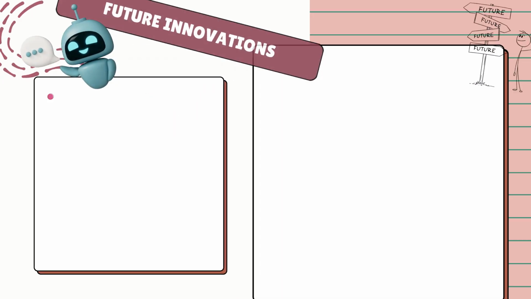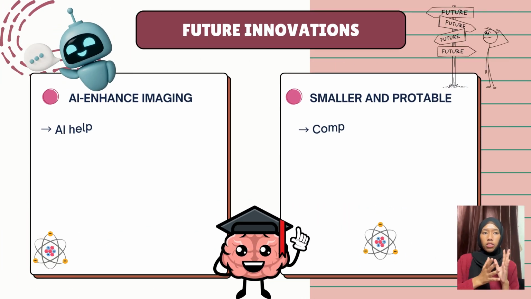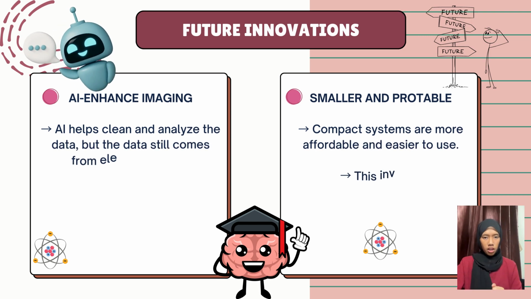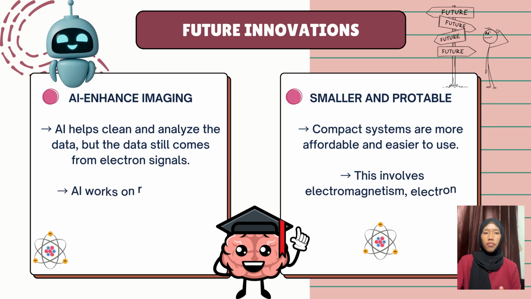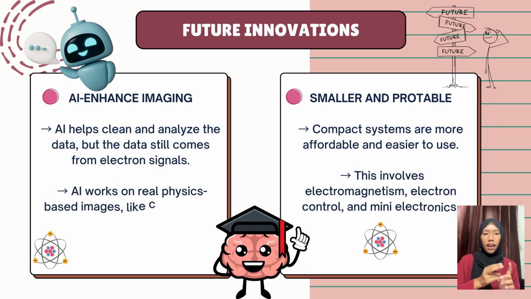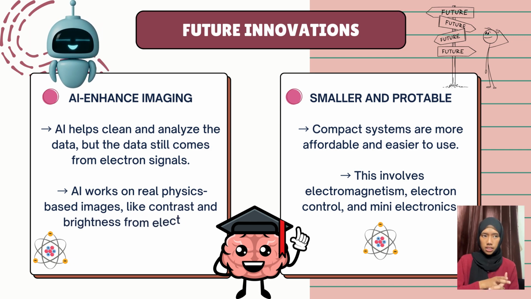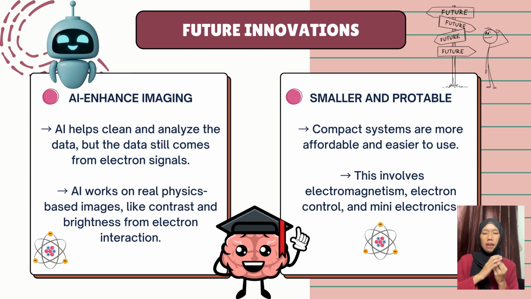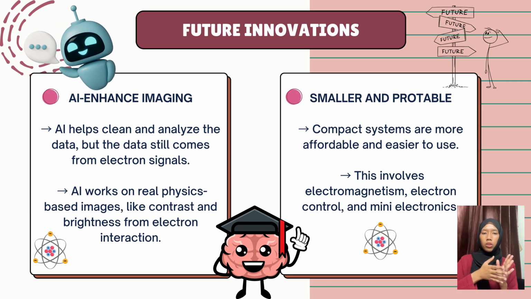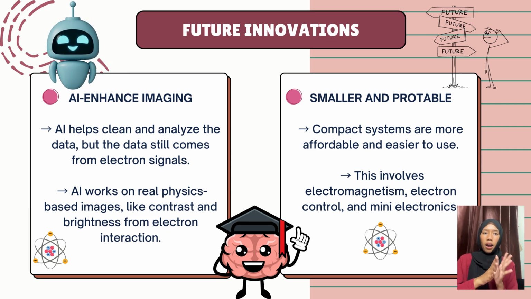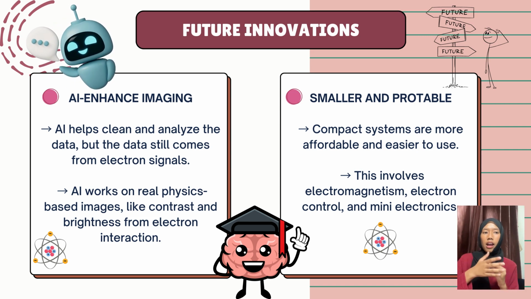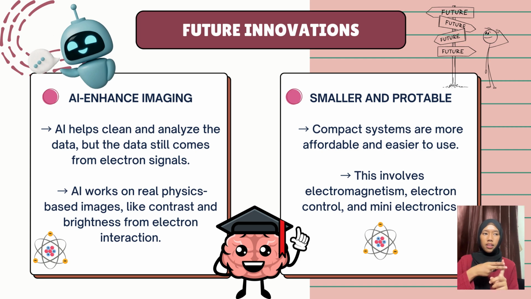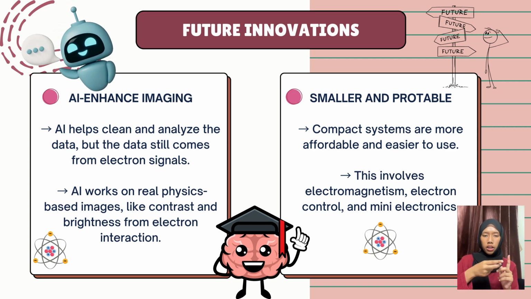Okay, now we look at how electron microscopes are evolving with exciting new innovations. So the first one is AI-enhanced imaging. AI, artificial intelligence, helps to clean and analyze electron microscope data, making images clearer and easier to interpret. But the AI still works with real physics-based signals, such as contrast and brightness from electron interaction.